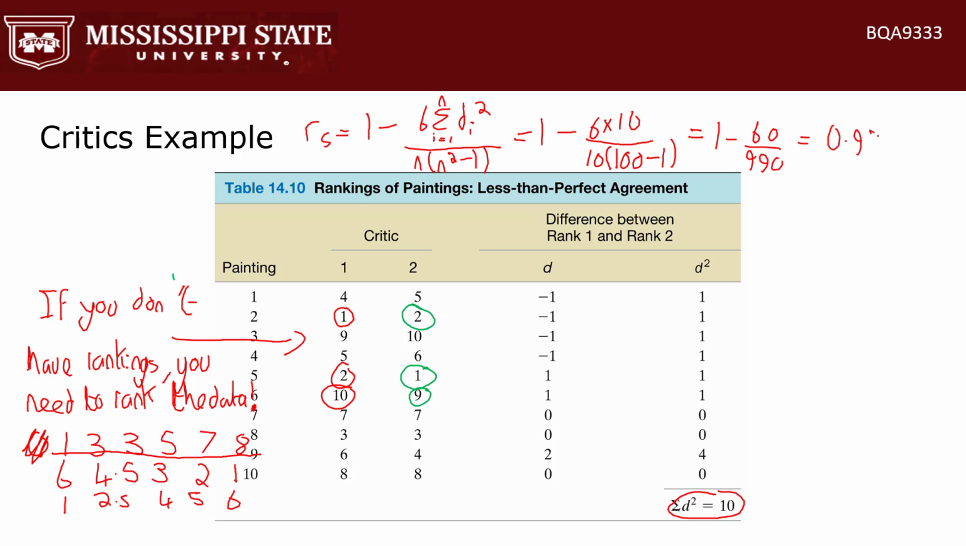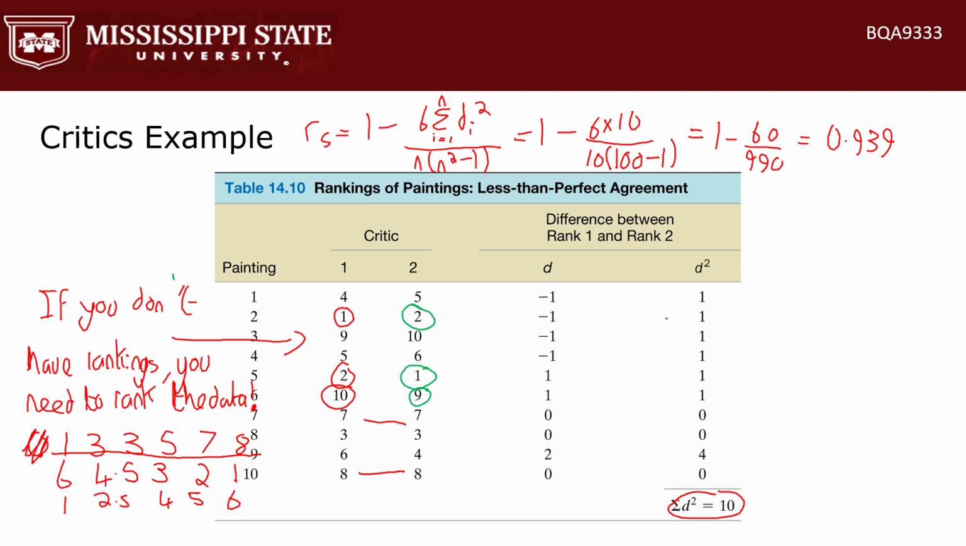It's quite a strong correlation, and we can see it's a strong correlation. Again, these critics are very similar in their rankings here. This has the same ranking, 2 and 1, 1 and 2 are very similar rankings. Everything has very similar rankings. So it is not a surprise that we have a very strong correlation here.